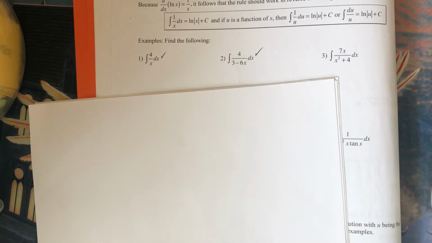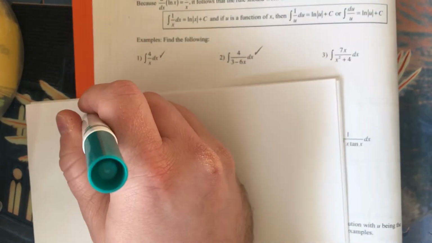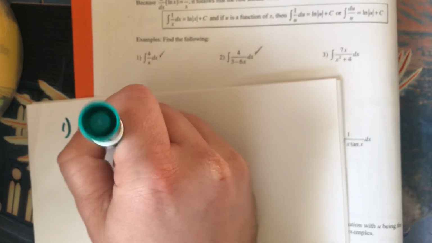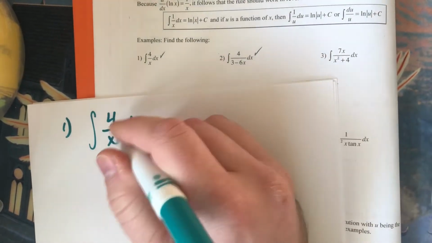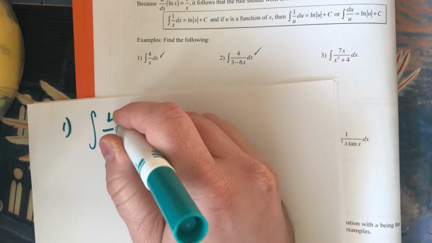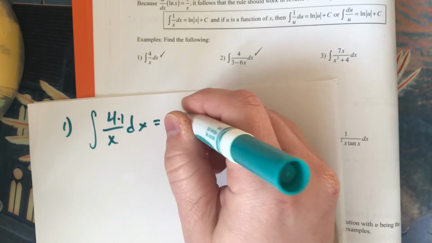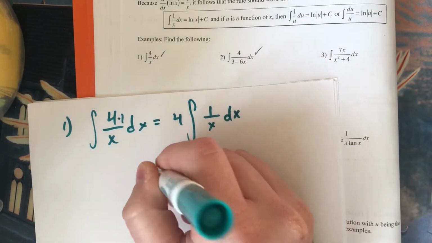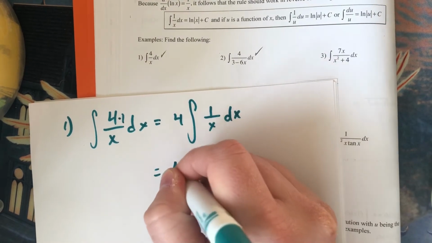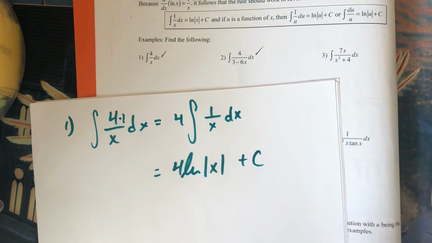Let's see. Our first example says the integral of 4 over x dx. I'm just going to remind you, there's a constant. This is really 4 times 1 over x, right? So I could rewrite this as 4 times the integral of 1 over x dx. So the integral then is 4 ln absolute value of x plus c.